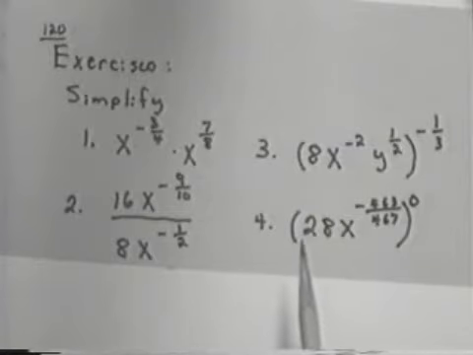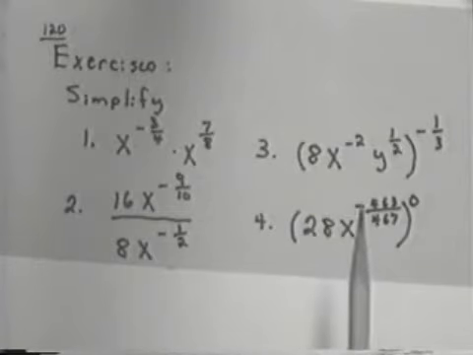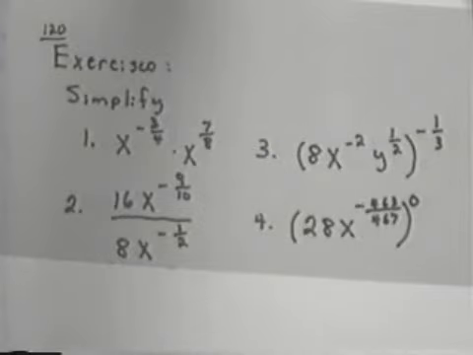The fourth one, 28 times x to the negative 463 over 467, all raised to the 0th power. Be careful with number 4, it's really a toughie. Once you have finished copying the problems, be sure to stop the tape, work the problems, and then restart the tape to check your answers.